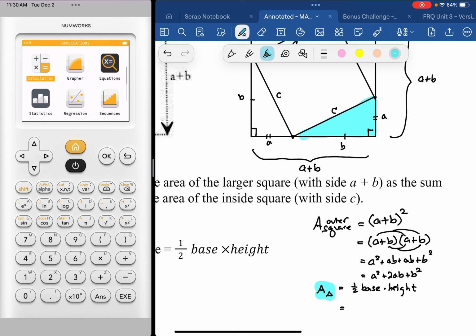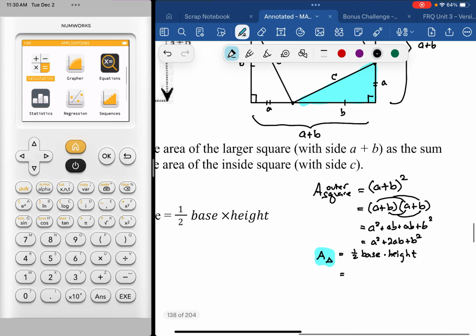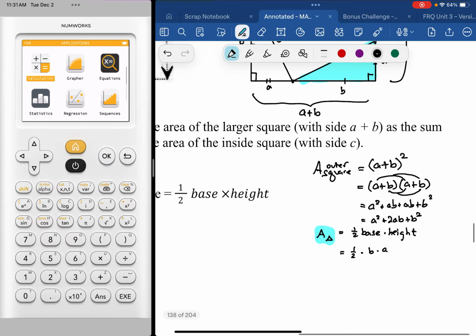So I'm looking for the area of that triangle. The base would be B. The height would be A. So 1/2 AB. But I do have 4 of those triangles. So I'm going to take 4 of those areas of the triangles, which would be 4 times 1/2 AB, which is 2 AB.